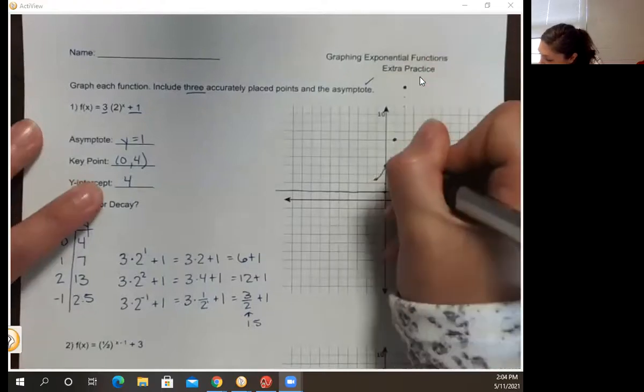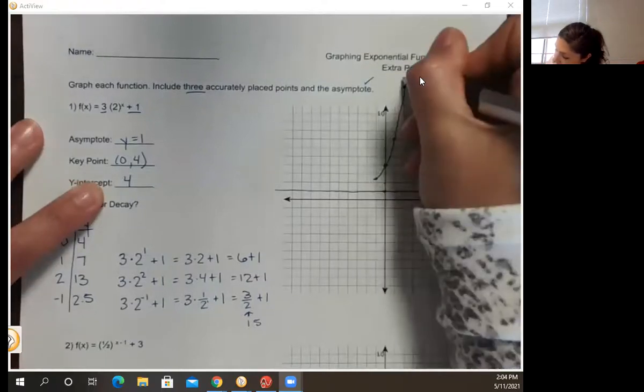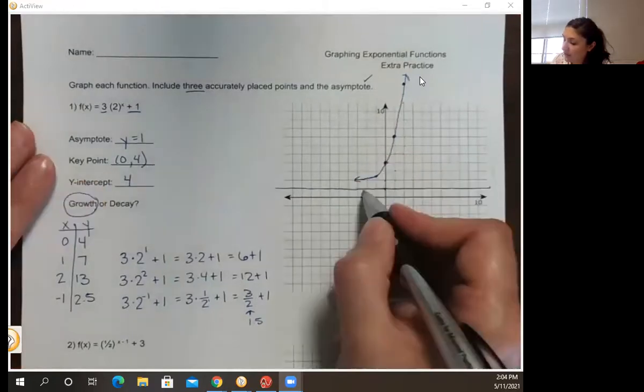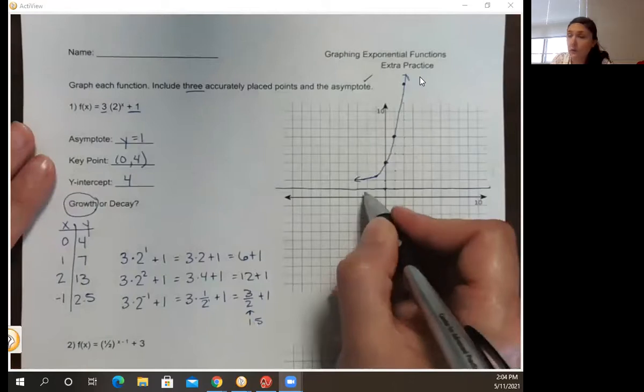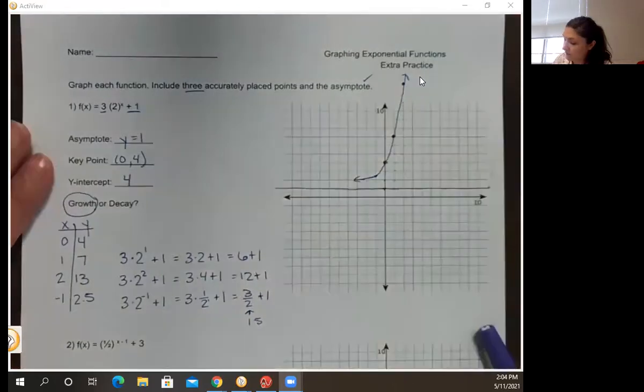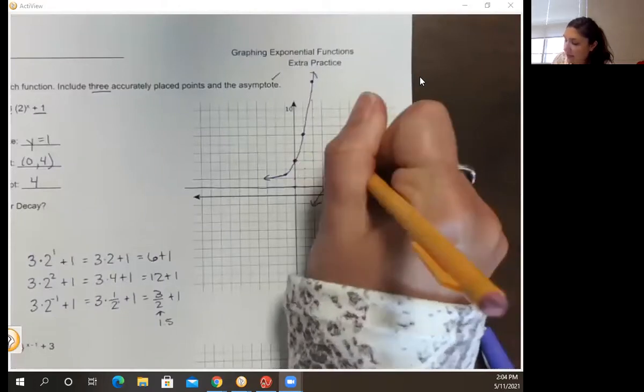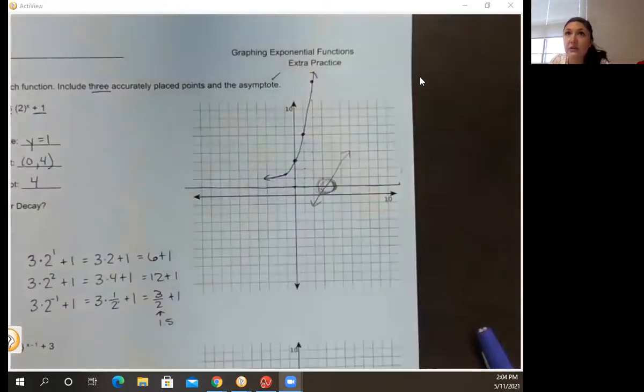And then I'm going to connect those points with my curve. And I should come back this way some too. Remember, when you're graphing, you should never run into your asymptote. So if you graph a function and you tell me that it's going to look something like this, that's a problem. You should never touch or intersect your asymptote.